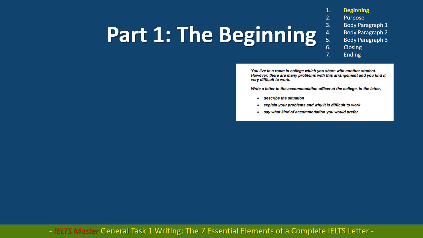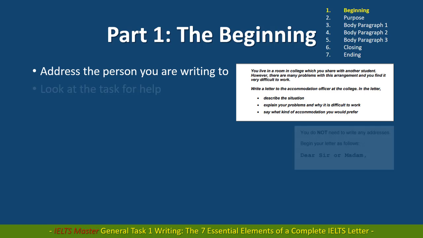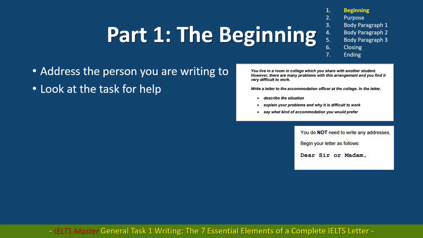And we have the question here on the right, and on the top right, you can see the order of each of the 7 parts that we're going to look at. So in the beginning, you need to address the person you are writing to. Look at the task for help. For example, here it says, you do not need to write any addresses. Begin your letter as follows. Dear Sir or Madam, and a comma. Don't forget the comma, and don't misspell this. It's too easy. So look at the task for help.